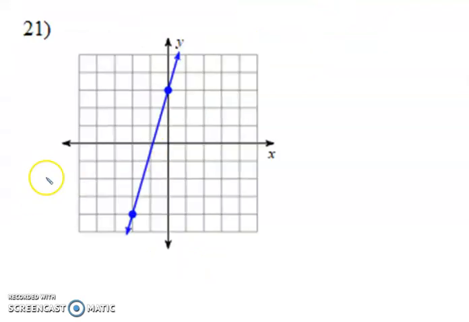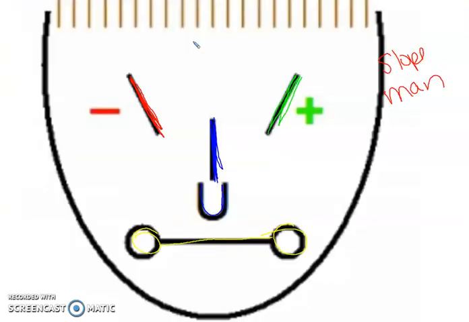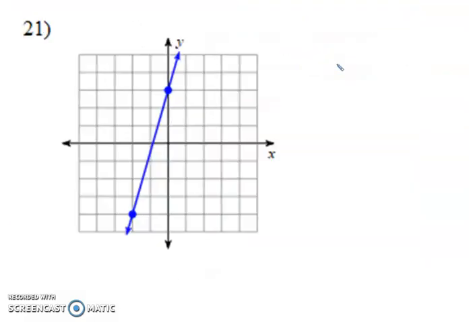21. Is this positive, negative, Hoy, or Vux? So look at your slope man and look at 21 on your paper while I've got it up. Yeah, he's a positive, right? 21's a positive. So I know I've got a plus. I don't need a minus.